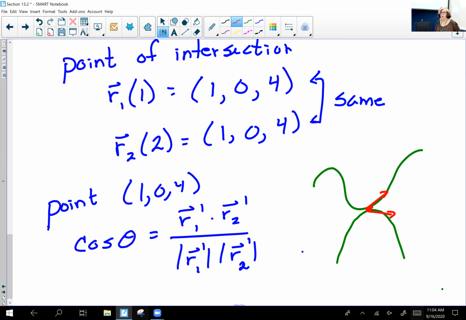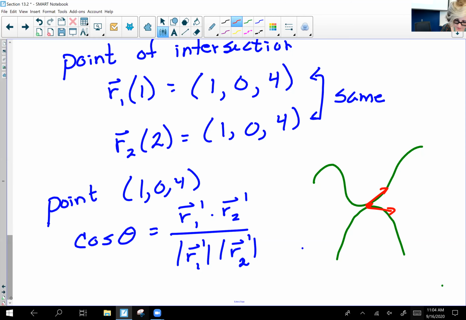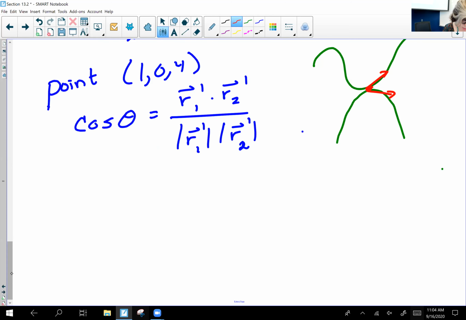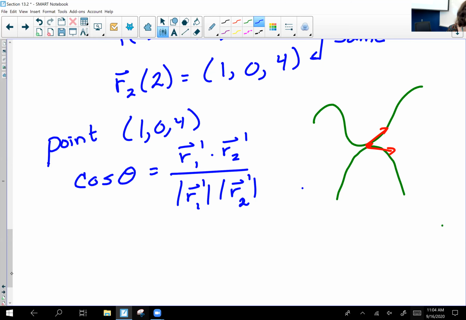When we did the dot product, we could find the angle between two vectors, but we need to take the derivative if we've got the vector defining a curve. Did I lose you, or are we doing okay? All right, let's go ahead now and take the derivatives of these.